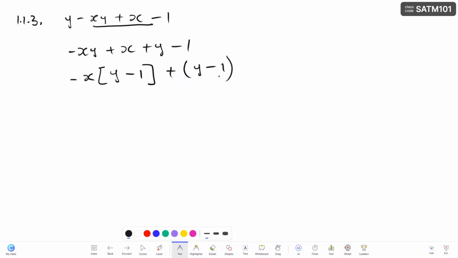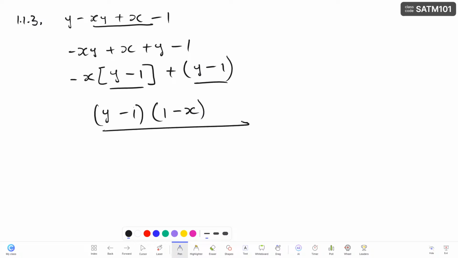So now I can put this inside the brackets: y minus 1. Since we have this one and this one, which is common, I can simply write y minus 1, then this one I can simply write 1 minus x. So this is how we factorize this one. They're going to give you 2 marks for this. Oh no, this one is 3 marks.